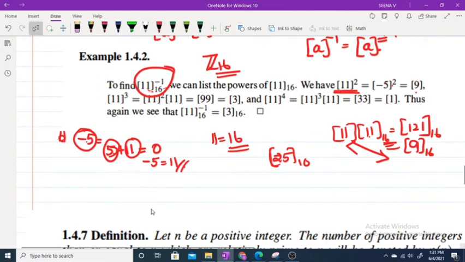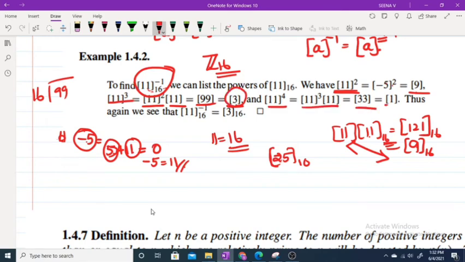Then evaluate 11 cube. 11 cube is 11 square into 11. 11 square is 9, so 99, which is equal to 3, because you evaluate 99 divided by 16. Now 11 raised to 4 is like this, and we get 1. That means 11 raised to 4 is equal to 1. That means 11 inverse is 11 raised to 4 minus 1, which is 11 raised to 3, and that is 3. So 11 inverse is 3.